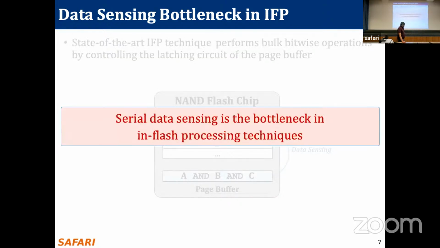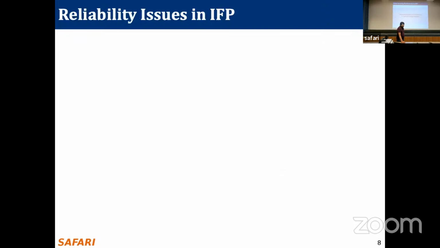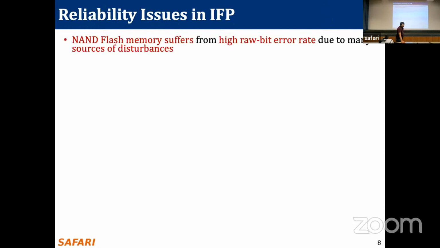So this cannot be done if there are thousands of operands. This creates a major bottleneck because each sensing operation is very expensive. So serial data sensing is a major bottleneck in flash processing techniques. This is one limitation of current techniques. There is also another limitation, which is the reliability issues that we see in the current techniques. NAND flash memory suffers from high raw bit error rates due to many sources of disturbances.